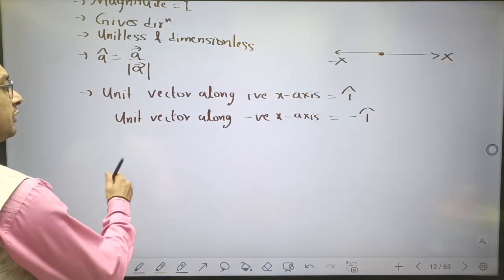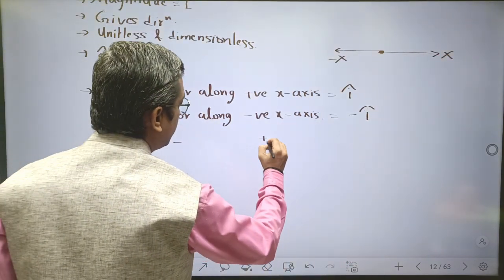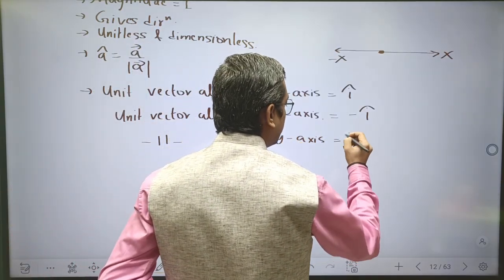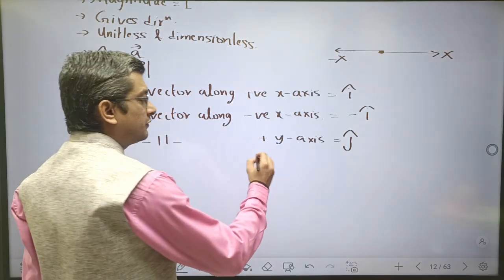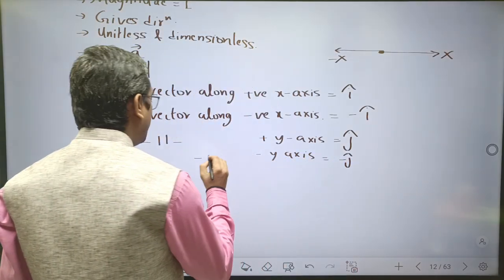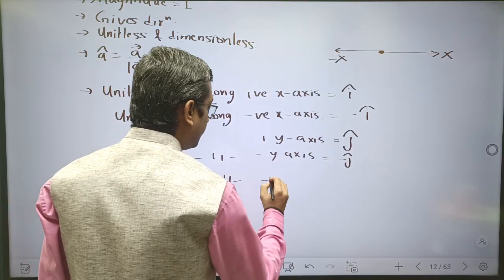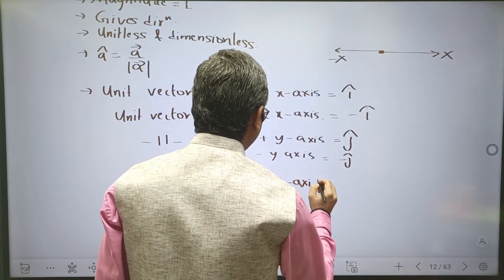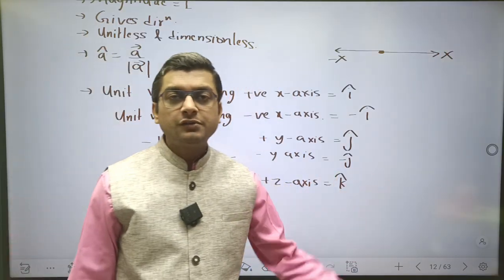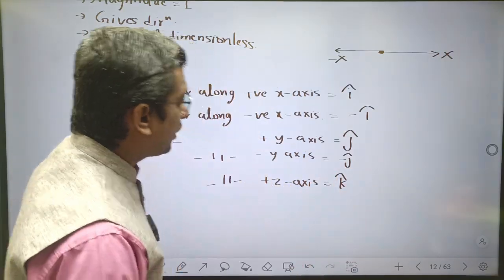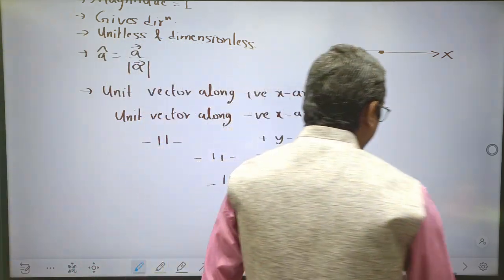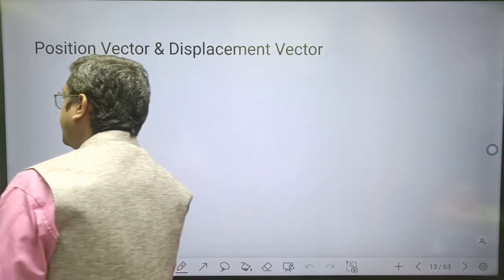x-axis. Similarly, the unit vector along positive y-axis is j cap. So definitely along minus y-axis it will be minus j cap. Similarly, the unit vector along positive z-axis is k cap, and the unit vector along negative z-axis is minus k cap. So in this way, how we can use it to define any vectors, we are going to see further. Next is position vector and displacement vector.